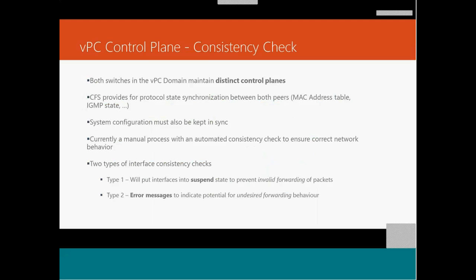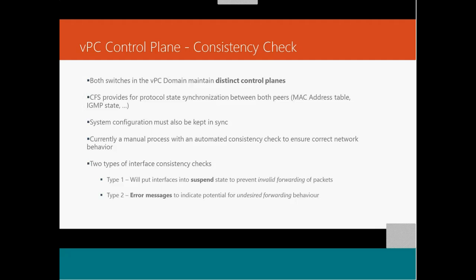Okay. So consistency checks. The consistency checks are again one of the highly complex things that can cause a lot of issues in the vPC environment. There are two types of consistency checks. What consistency checks really mean is whether your configuration is correct on both the nodes or not. If it is not, then failure may occur or forwarding may be impacted because of the mismatch in the configuration, right? CFS provides protocol state synchronization between both the peers, so MAC address table, IGMP state, as I mentioned before. If the synchronization sees that what is configured does not match what the other side is configured with, then it will give you consistency check failures.